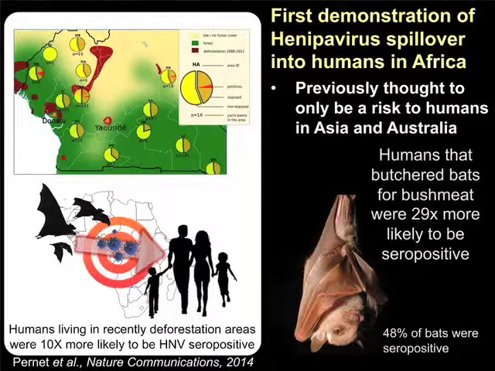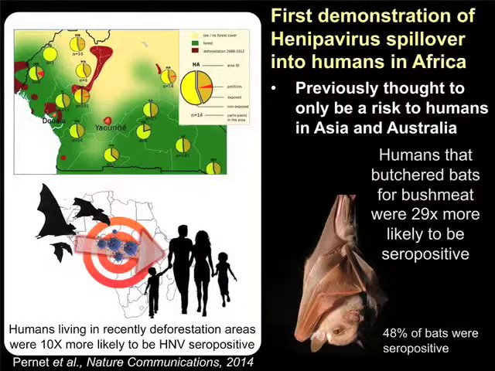Next, some more work that we did in Cameroon demonstrated the first spillover of Henipaviruses from bats into humans in Africa. So I mentioned Henipaviruses earlier, and this was the model virus that was used for the Contagion movie. They have very high mortality in humans and broad species tropisms. They really have a knack for crossing over. But previously, it was thought that they were only a risk in Asia and Australia. Although in the last few years, a few viruses were detected in bats in Africa, suggesting that they might have a broader range than was previously thought.